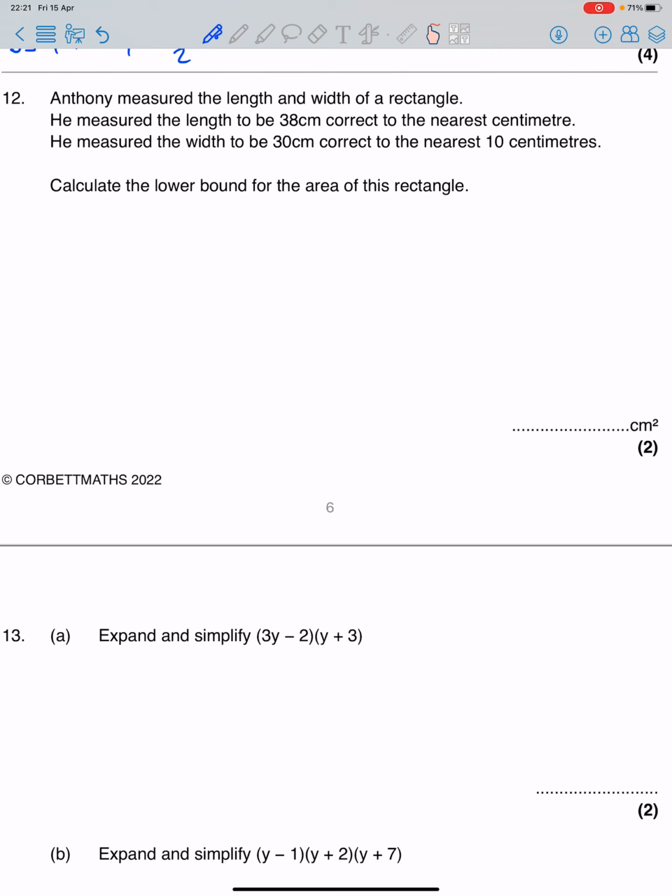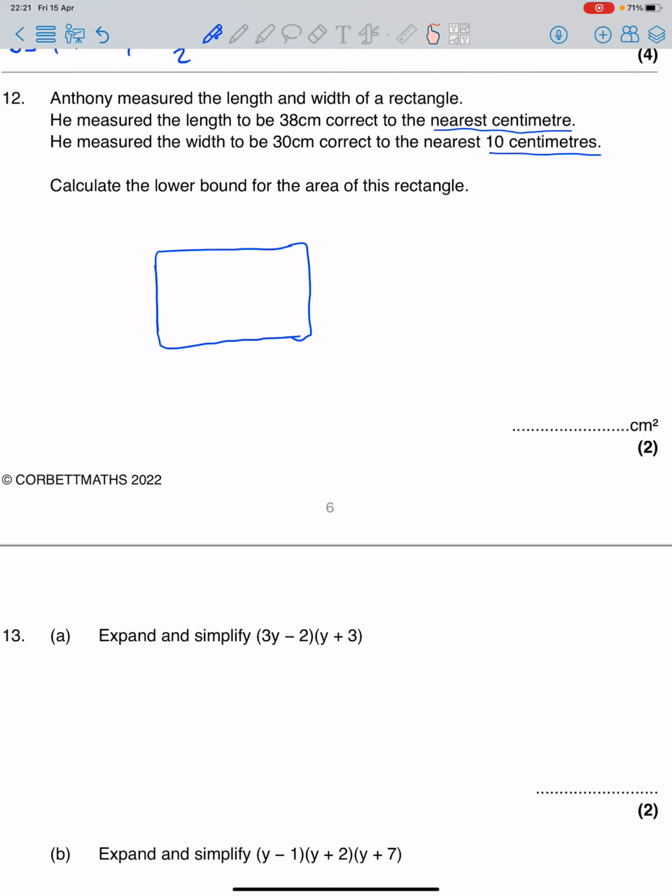Question 12 says, Anthony measured the length and width of a rectangle. I'm just going to draw a little rectangle over here, not drawn to scale, so please don't judge. The length is measured as 38 centimeters correct to the nearest centimeter, and the width is 30 centimeters to the nearest 10 centimeters.